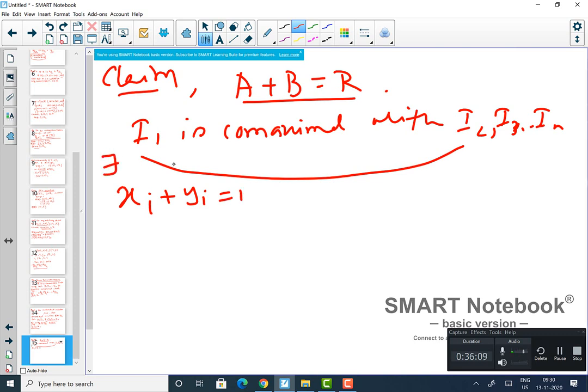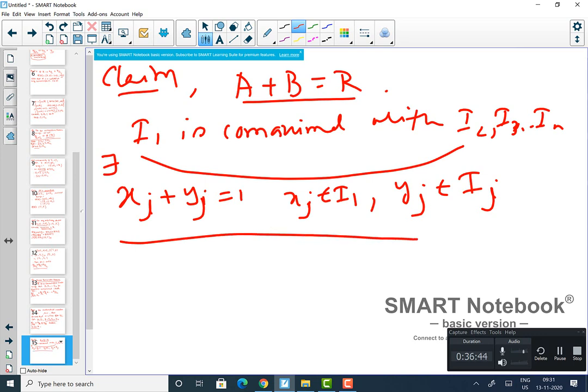There exists this exception such that x_i is always an element of I1 and y_i is an element of I_j, or I can say x_j, y_j, that is better. Otherwise, too many I's. y_j is an element of I_j. That means what? Because I1 and I2 are co-maximal, we will have x2 plus y2 equal to 1. Similarly, I1 and I3 are co-maximal, so x3 plus y3 sum will be 1, like this, right?